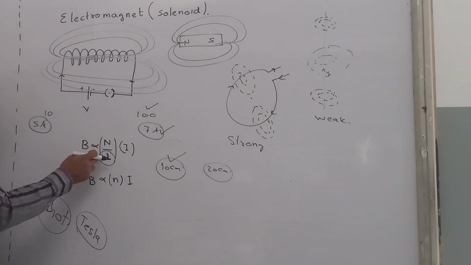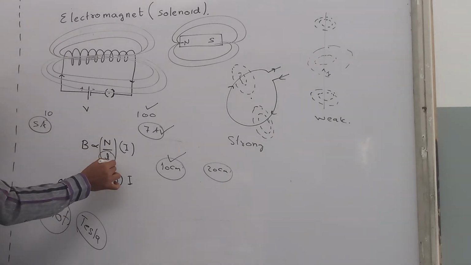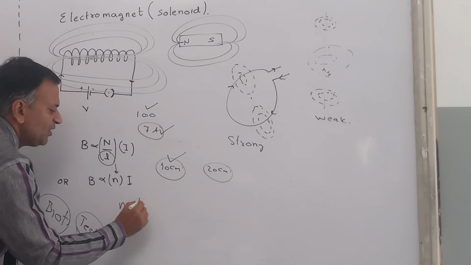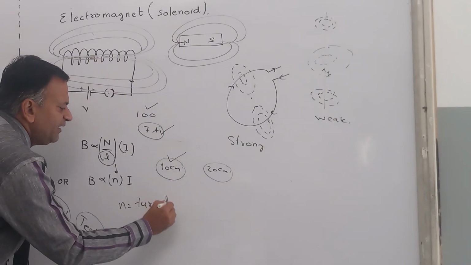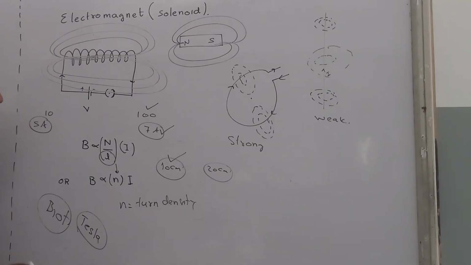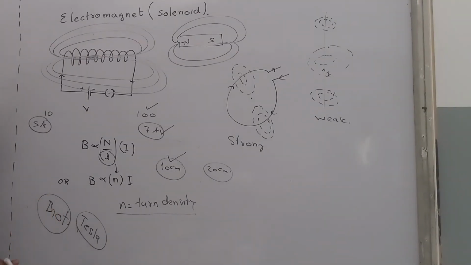Now this N upon L, what is N? Number of turns. And what is L? The length of the solenoid. It can be written by a simple alphabet, small n. What is small n? Small n is known as turn density. Nothing related to mass upon volume, but this n is known as turn density. Let me explain what is turn density.